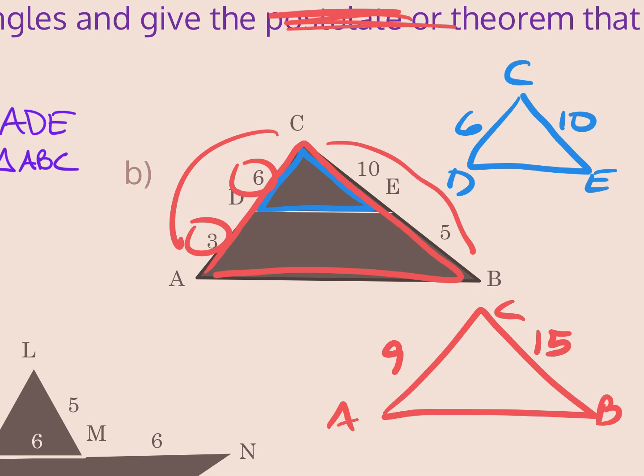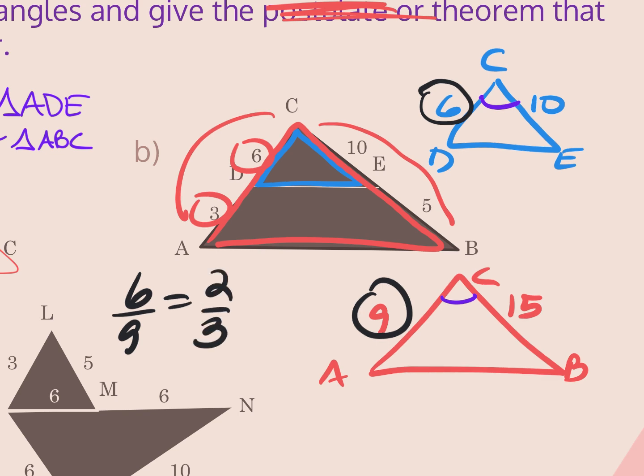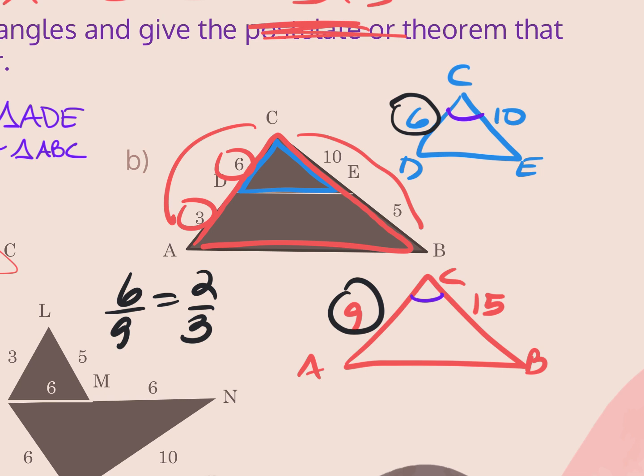Now, notice they both share angle C. So now I just need to make sure that these sides that are forming angle C are proportional. And again, what I can do is match the smallest number of this triangle with the smallest one here. So 6 to 9 simplifies 2 to 3. And then I can also do the 10 to the 15. And it also simplifies 2 to 3.